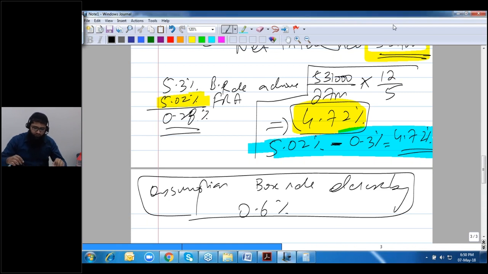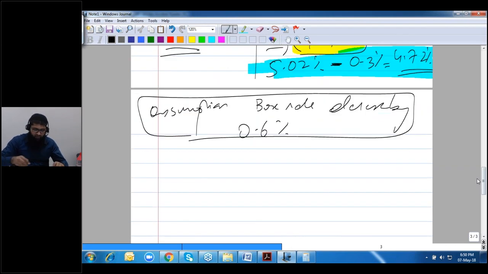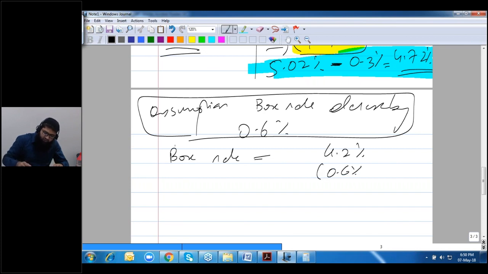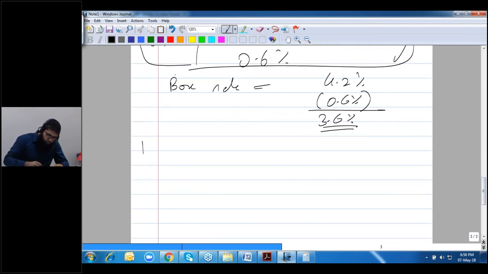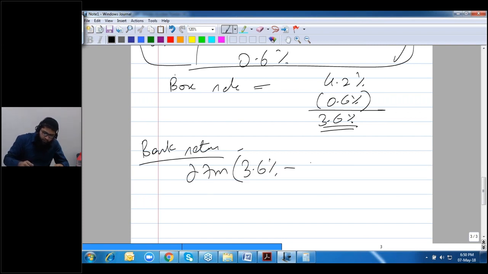Okay, now, I'd ask you people to perform the calculations on the assumption that the base rate decreased by 0.6%. Now, let's see. If the base rate decreased by 0.6%, that means the base rate now is 4.2% minus 0.6%. So the base rate is going to be 3.6%. So you're going to invest into the bank 27 million multiplied by 3.6% minus 0.3% into 5 upon 12.